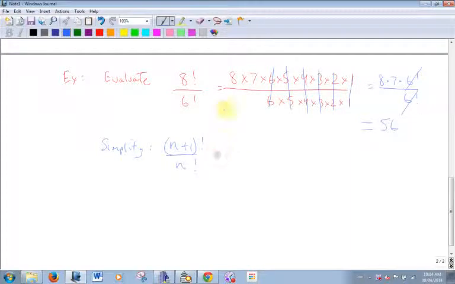But again, what does this mean? 8 factorial, I'm multiplying 8 times every number less than it, down to 1. So n plus 1, there's the number. What's 1 less than n plus 1? n plus 1 minus 1, that's just n. That's 1 less than it. Make sense?